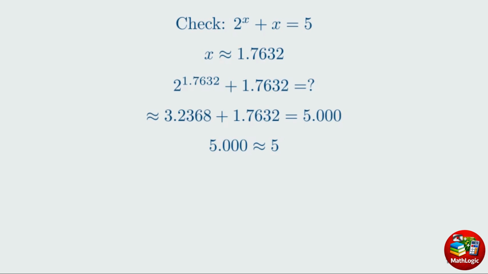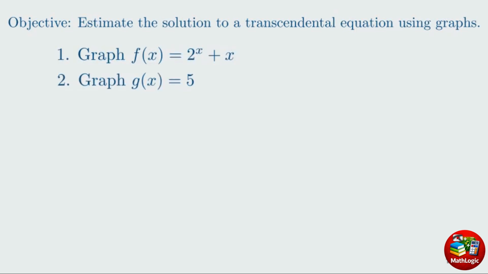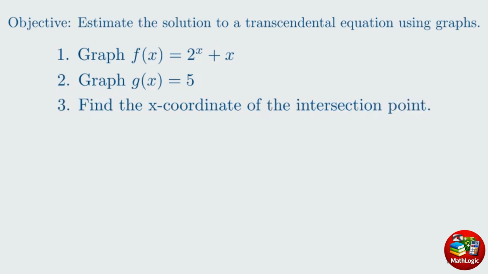So, we have successfully found the approximate solution using the graphical method. Let's quickly recap what we've learned. We started with an equation that was impossible to solve algebraically, an equation of the form f(x) = g(x). Our objective was to estimate the solution to a transcendental equation using graphs. We achieved this by graphing both sides of the equation as separate functions. The x-coordinate of the point where the graphs intersected gave us the approximate solution to the original equation. This graphical method is a powerful tool for solving equations when algebraic methods fail. It allows us to visualize the solution and find a very good approximation.